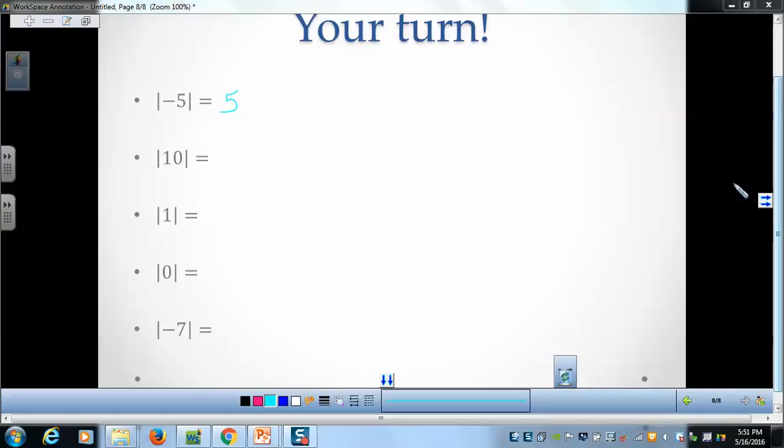All right, let's see how you did. I see my bars here, that means absolute value. So how far is 10 from 0? It is 10 units to the right. See my bars. How far is 1 from 0? It is 1 unit to the right. I have the absolute value of 0. How far is 0 from 0? It's 0 units from 0. We don't go anywhere. And here, how far is negative 7 from 0? It is 7 units, just to the left, but still 7 units. So the outcome will always be a positive result.